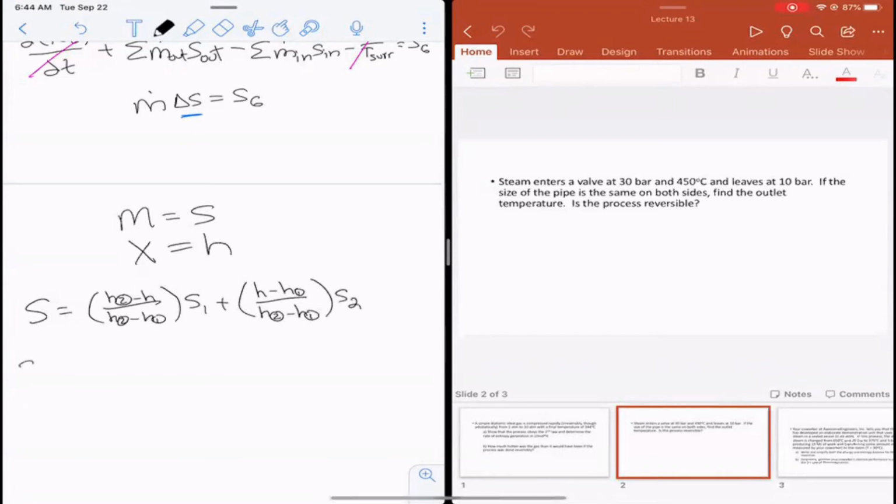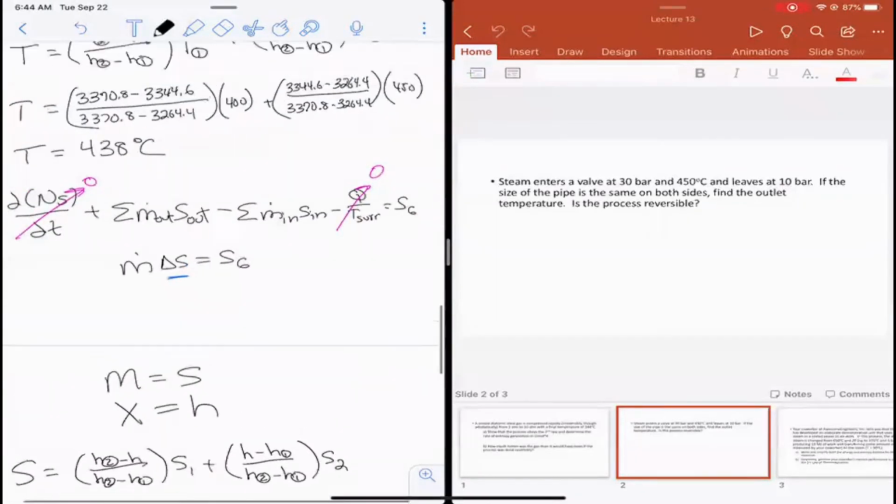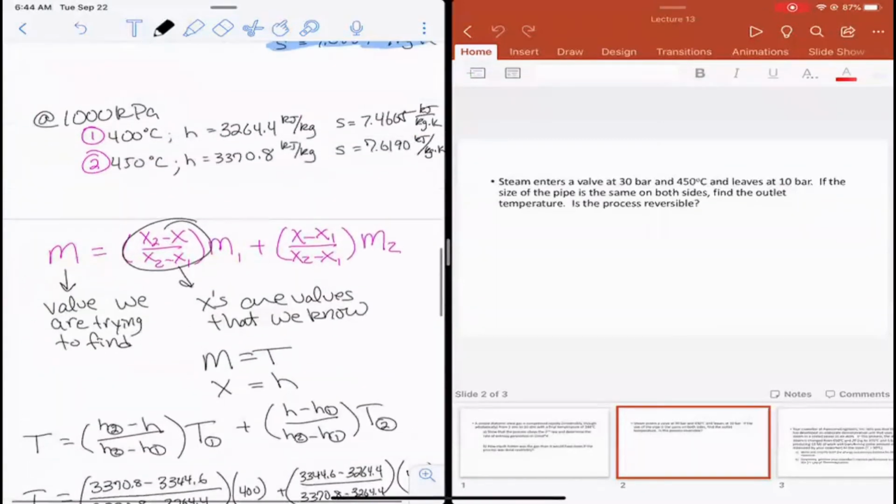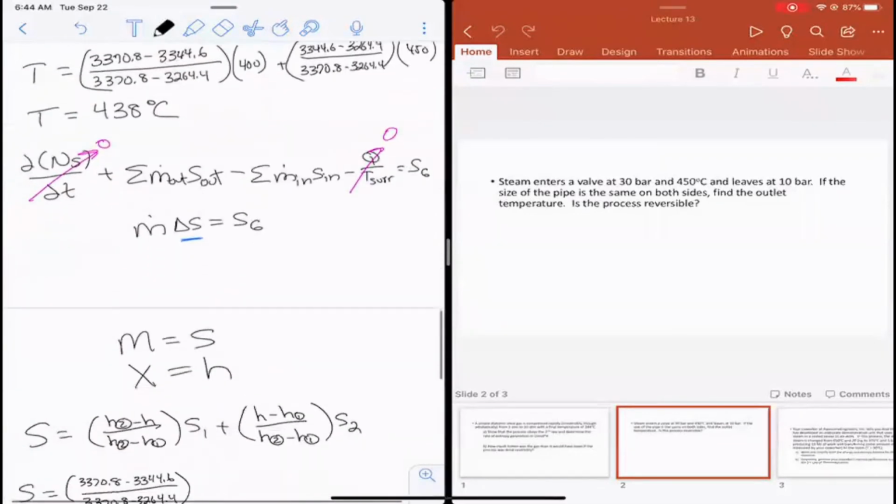And so our entropy then is equal to 3370.8 minus 3344.6 divided by 3370.8 minus 3264.4 times S1. And just scroll back up here, S1 was 7.4665.